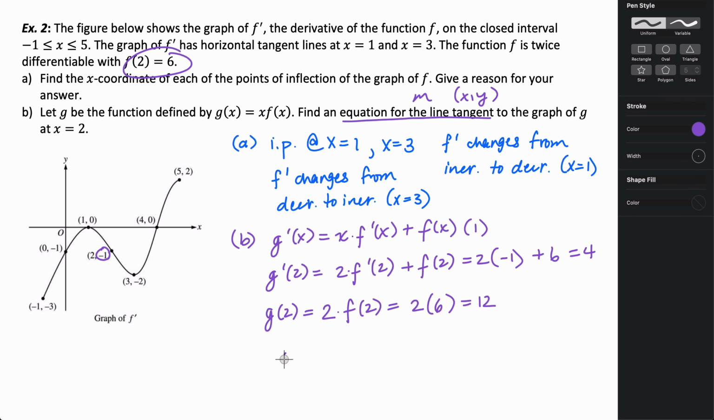And so we can write our equation: y minus the y coordinate, which is 12, equals our slope, 4, times x minus 2. If you wanted to convert this into slope-intercept form, you could, and you would get y equals 4x plus 4.